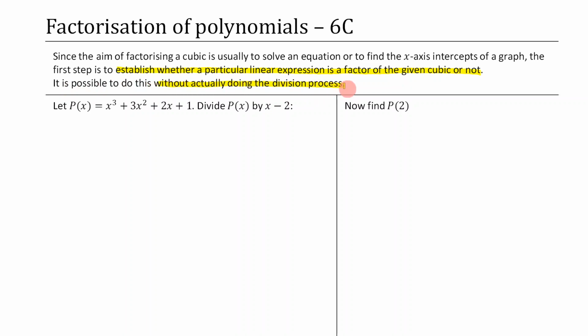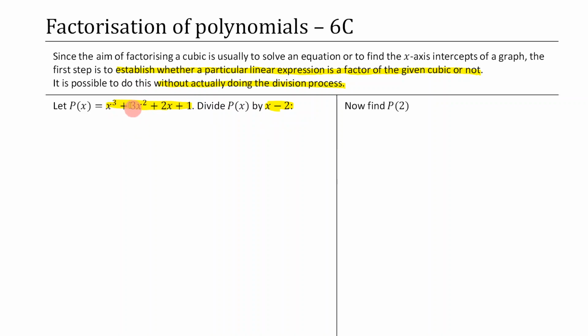Okay, so let's pause for a moment and reflect upon what they're saying. What we need to do, first of all, is determine whether or not the linear expression is a factor of the given cubic. So for this question, it says let p of x be equal to this cubic and divide p of x by x minus 2. So what we want to figure out is whether our linear expression, x minus 2, is a factor of our cubic here.